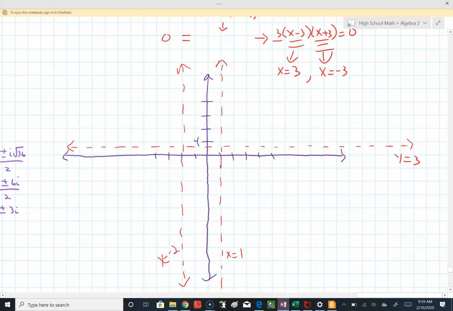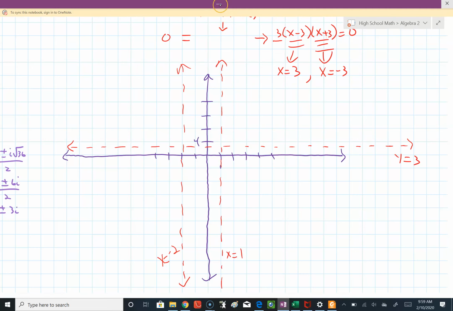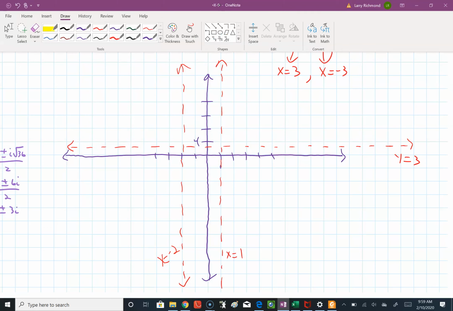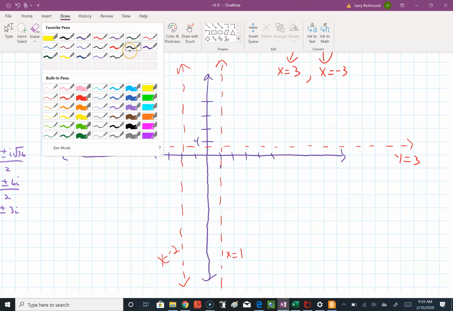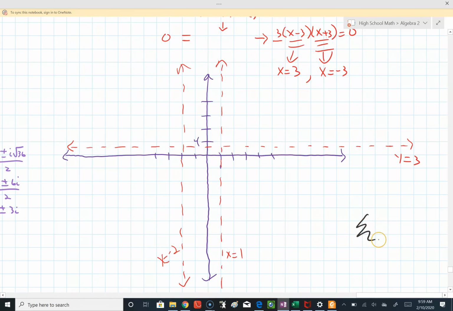Now let's plot our points that we know for sure. I want black, but I want thinner black. Is that black? That looks black.